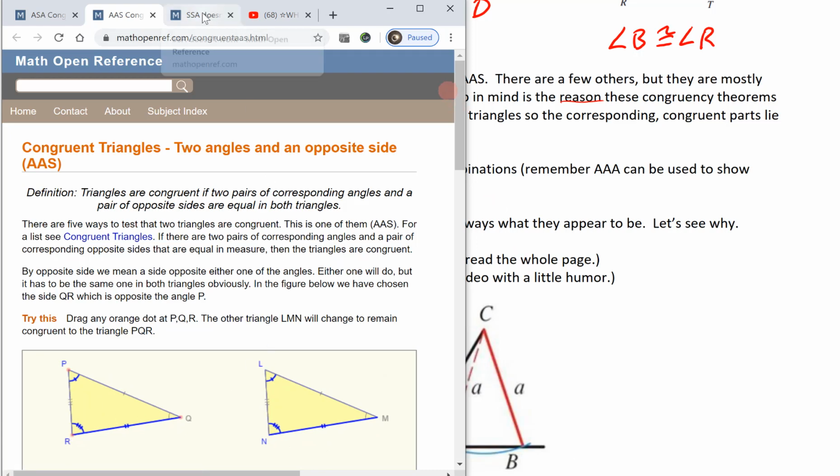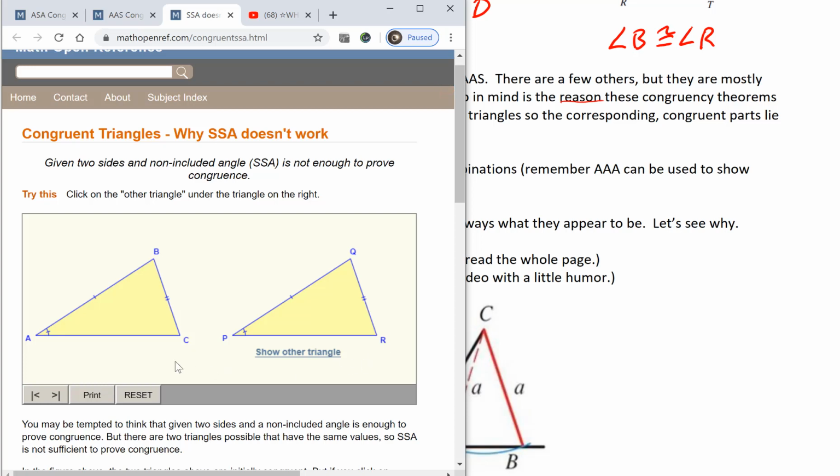Now, here's one reason why angle, side, side doesn't work. We've got an angle, a side here, and then a side right here. So this angle is congruent to that angle right there, this side is congruent to that side right there, and this side is congruent to that side right there. Most people would say, well, what's the problem then? This is totally fine. The problem is that we don't know this angle up here, this angle B right here, and this angle Q right there.